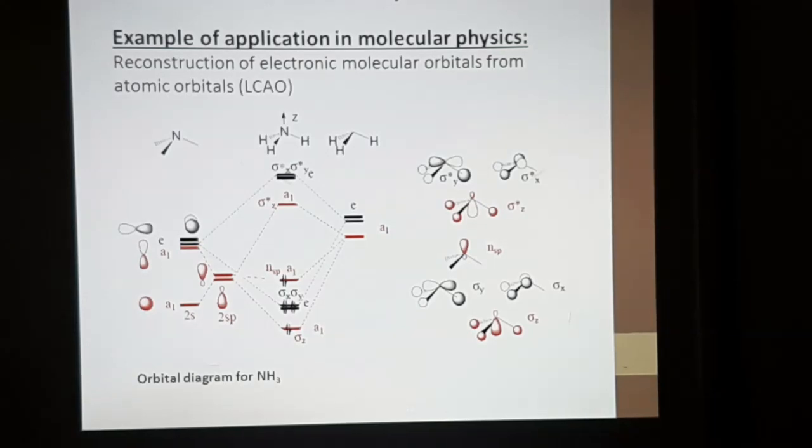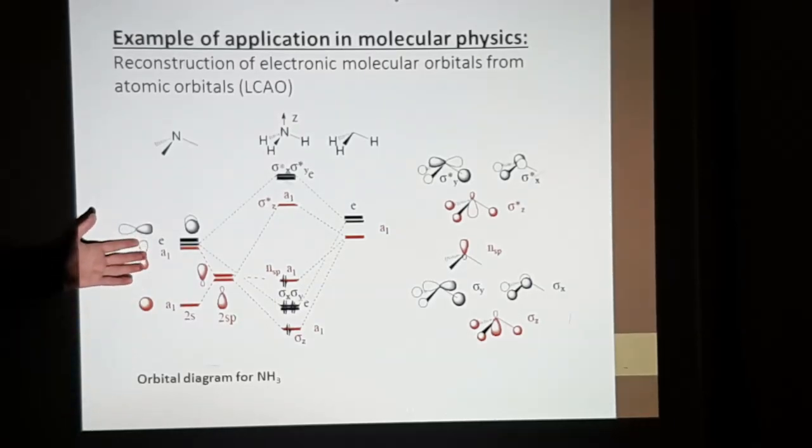So, for example, an application in molecular physics: group theory permits us to find what we call the symmetry-adapted molecular orbitals, or permits us to express the molecular orbital as a linear combination of atomic orbitals of given symmetry. For example, when you understand group theory, you will be able to understand the orbital diagram for a given molecule.